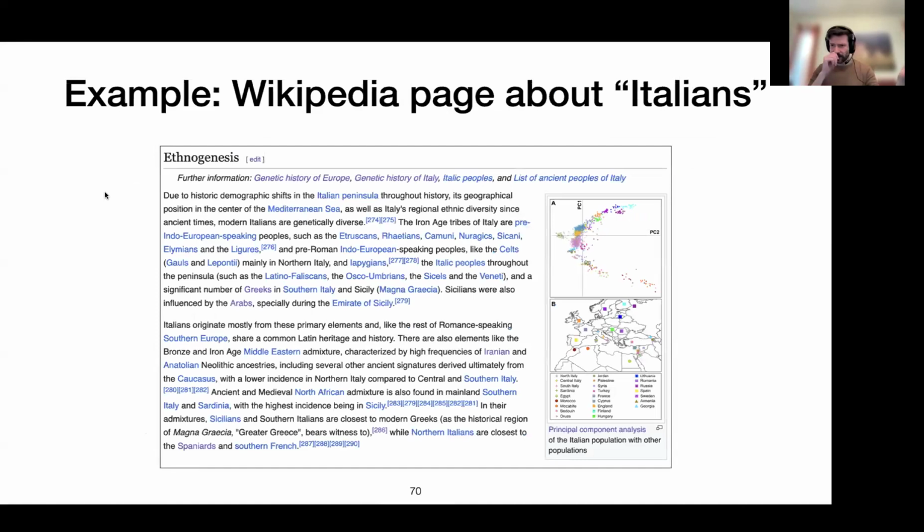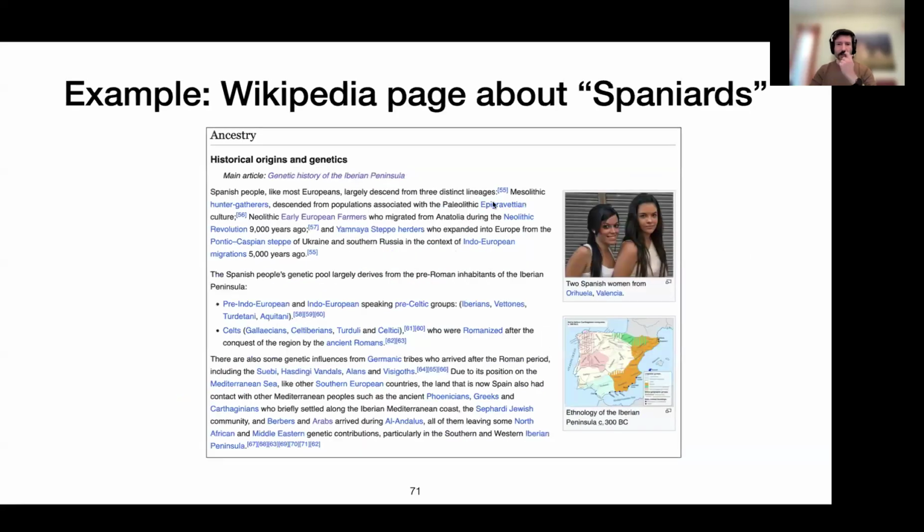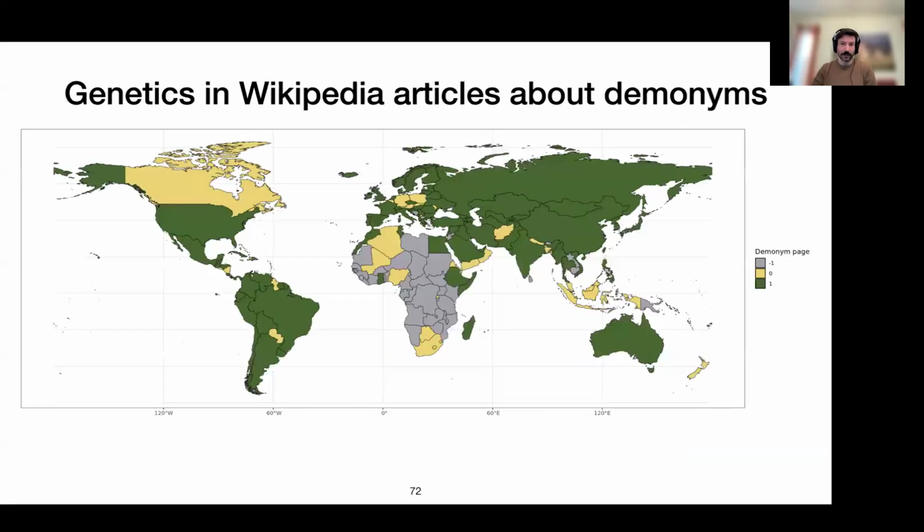An example is the Wikipedia page on Italians. You can see they have a section on ethnogenesis, with a principal components plot, and all of this research about ancient DNA, about admixture, and other things. The Wikipedia page on Spaniards has a section on historical origins and genetics. So whether we like it or not, genetics research is possibly even being used to define populations, even though we don't want people to do that.